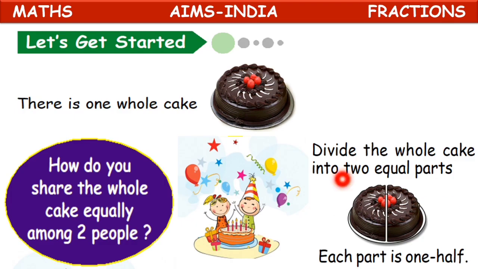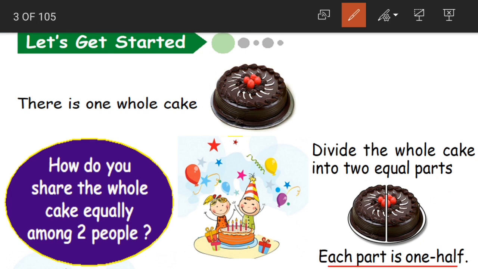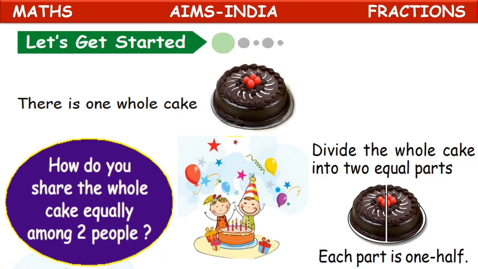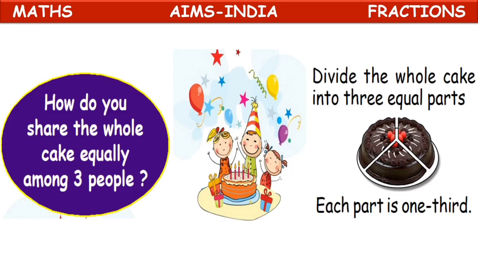So what did we do? We divide the whole cake, whole here means the complete cake, into two equal parts. And each part is 1/2. That is what we'll call it, right? We'll say that let us take this cake half. So what does that mean? When we divide the cake into two equal parts, each part is called a half, 1/2.